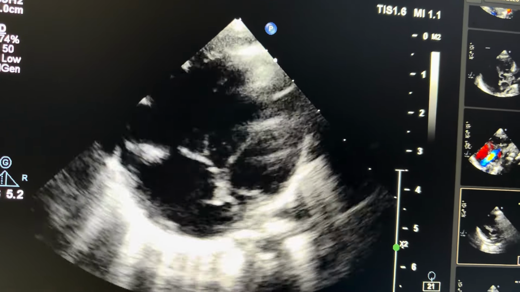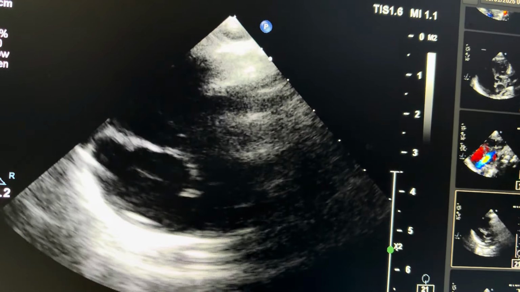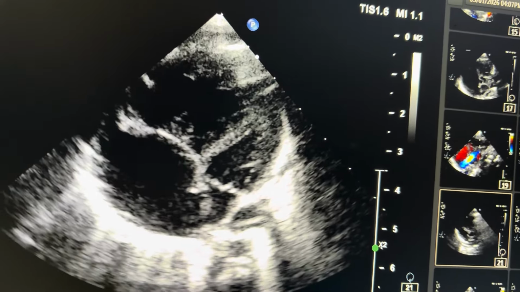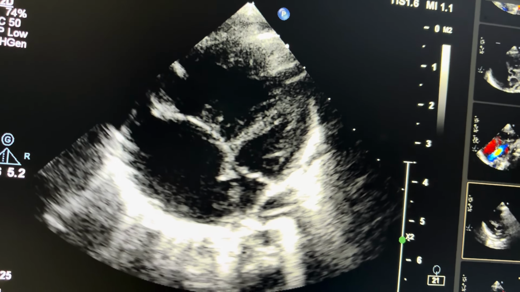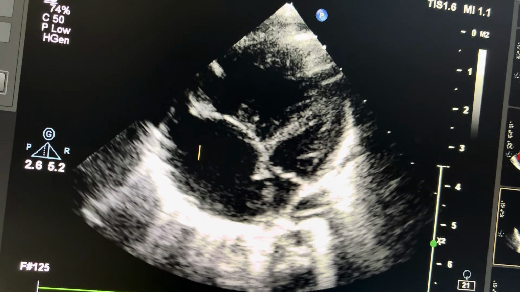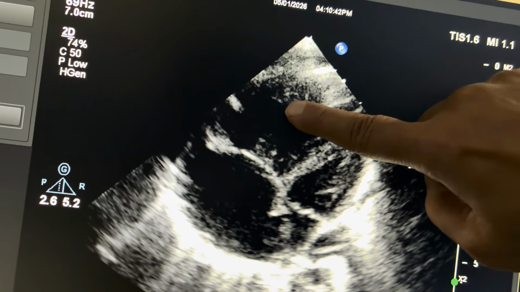This is a very interesting case of total anomalous pulmonary venous connection. What I want to show in this image, this is the apical four chamber view. The structure is notable for a very dilated right atrium. This is a very much dilated right atrium. This is a very much dilated right ventricle.